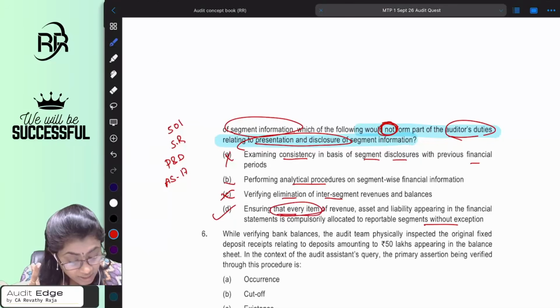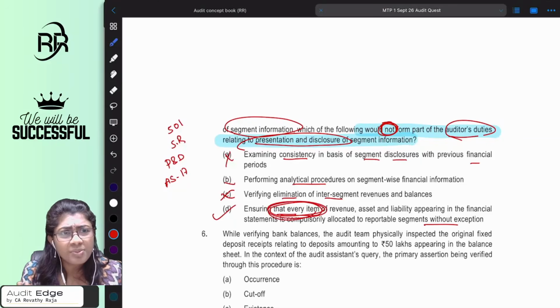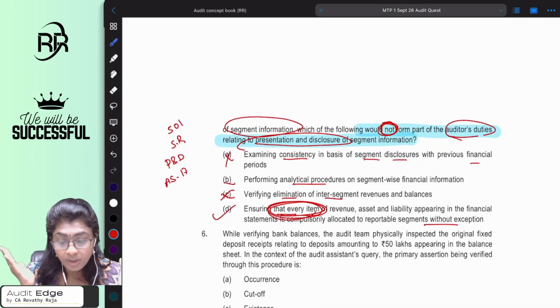Why? See, they are saying every item. As an auditor, we give only reasonable assurance. For big companies, segment information is huge. So the answer is not C, it is D.